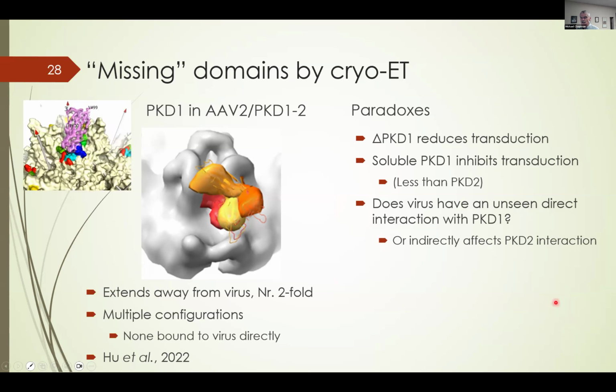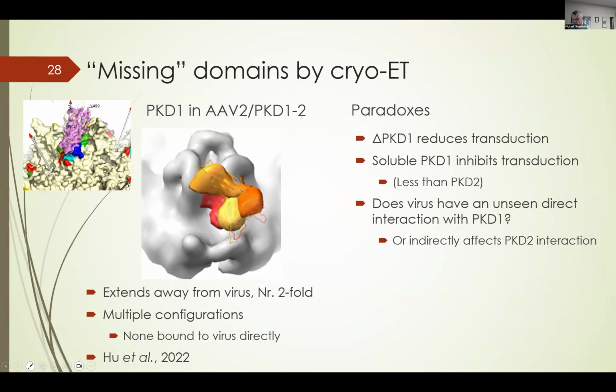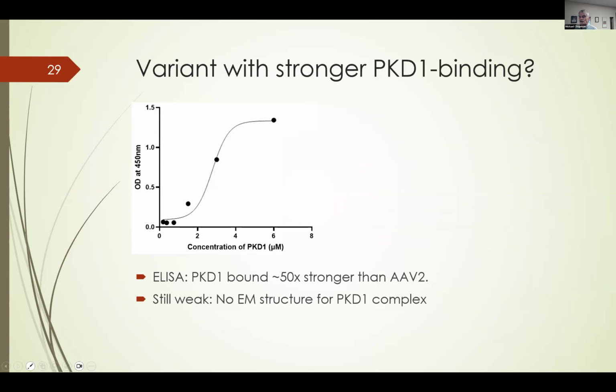And so we wanted to try to characterize this. My student, Ornella Weirakoon, then took on the task of surveying some other natural AAV variants to see if there was one that bound PKD1 more strongly. And eventually she was able to find one that bound about 50 times more strongly than the AAV2 virus that we had been studying.